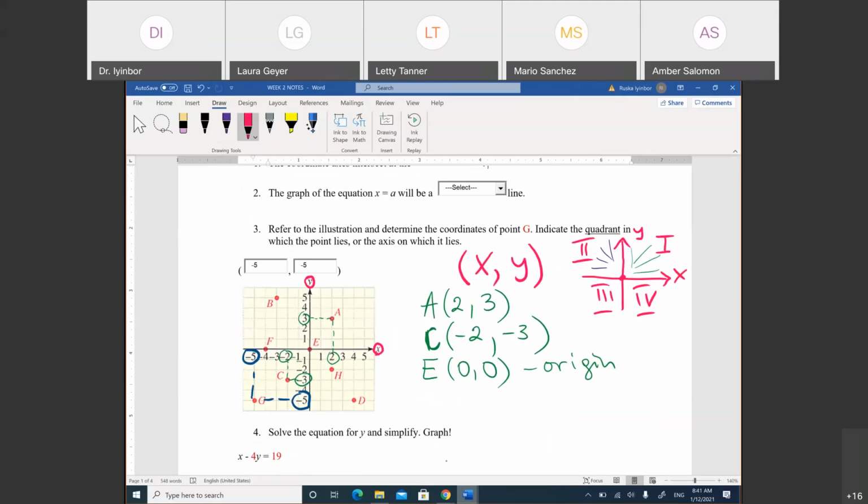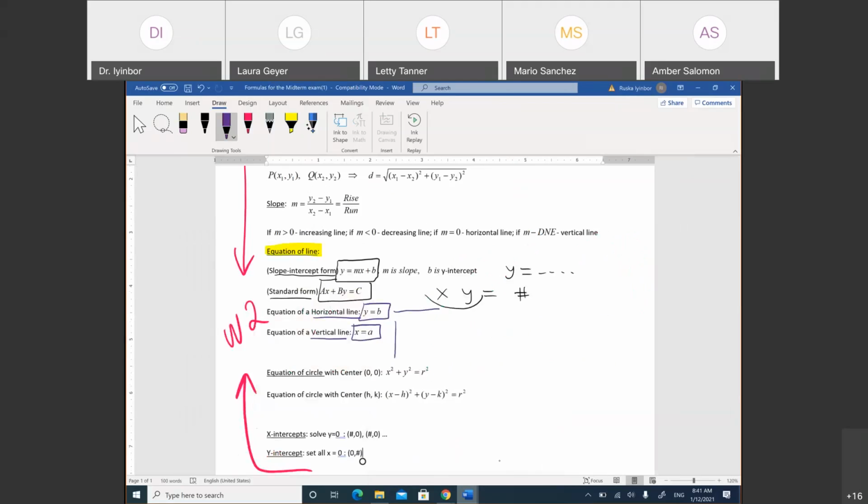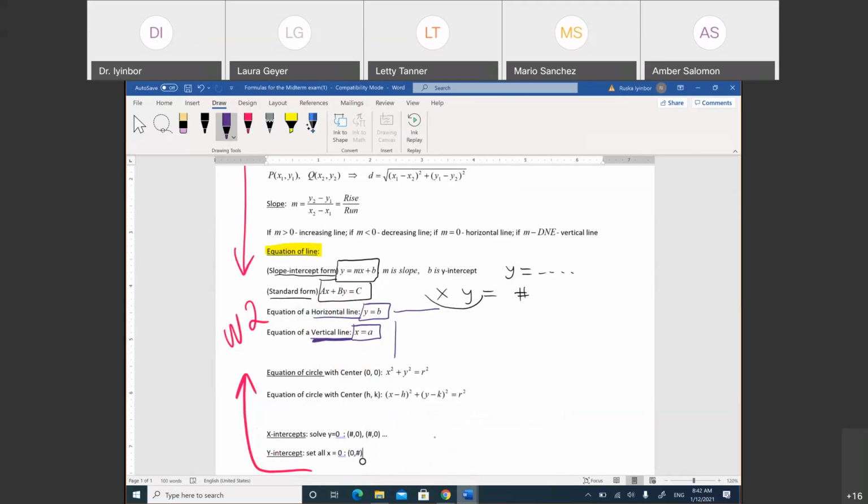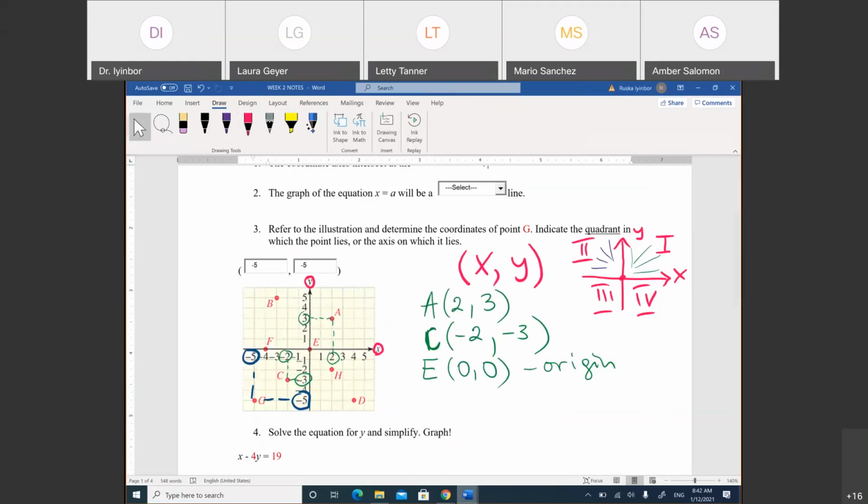Okay? And actually, you can answer number 2. The graph of equation x equals a is which one? It says here, x equals a is what kind of line? Vertical line. Okay? So if they ask you questions like this, you can just go straight to the formula sheet, and the answer is right there. X equals a is a vertical line, and that's my answer for number 2. So when you click here, you're going to pick vertical line. Vertical, the last one.